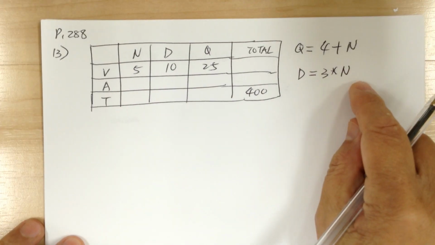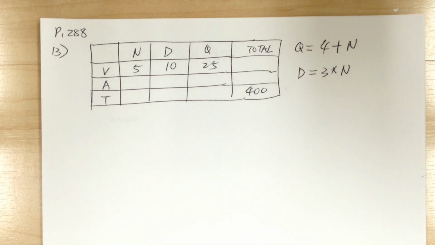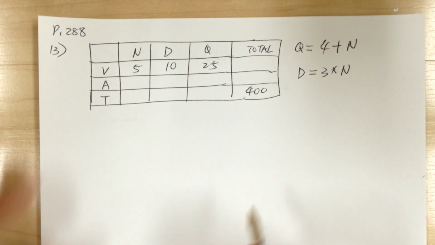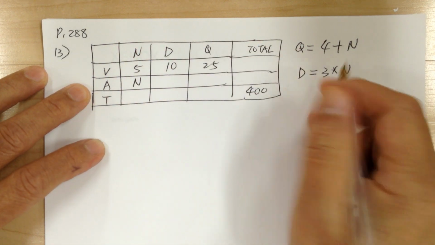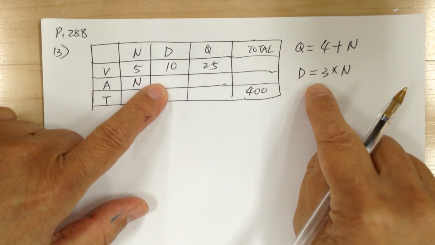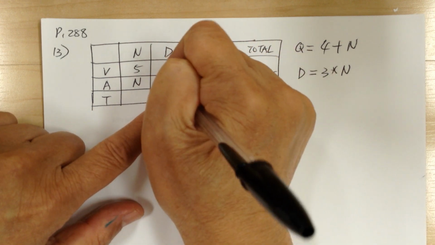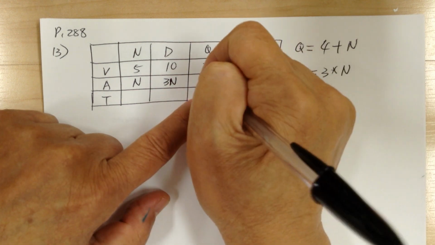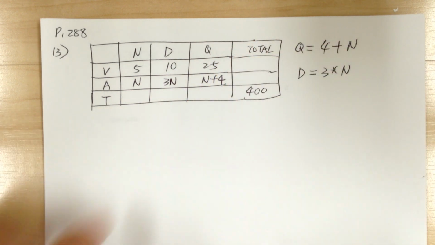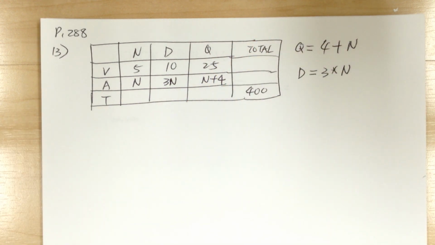Everything is based on nickels, so you can put it in the table. The amount of nickels you don't know, so call it N. The amount of dimes is 3 times N, so 3N. The number of quarters is N plus 4. This one is not too bad, so you can do it this way.